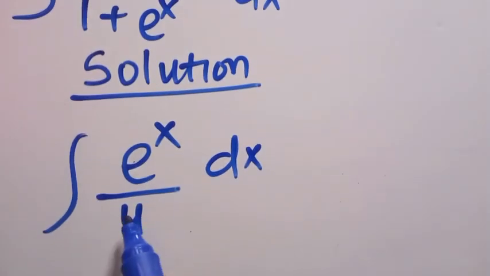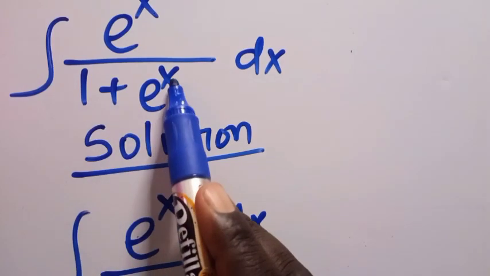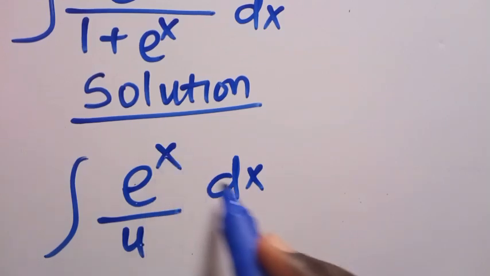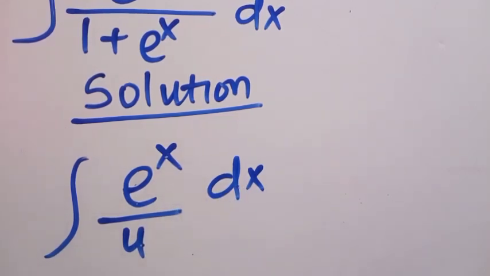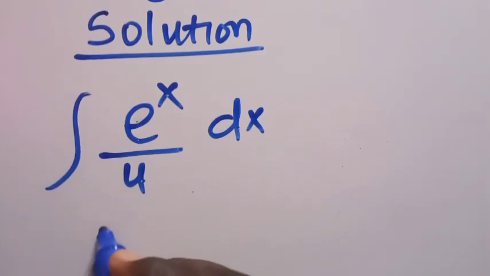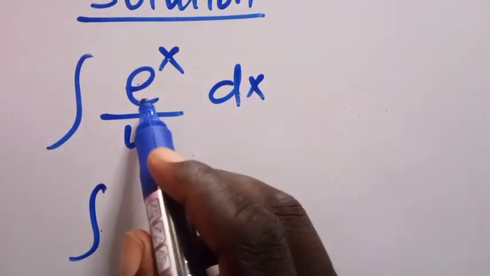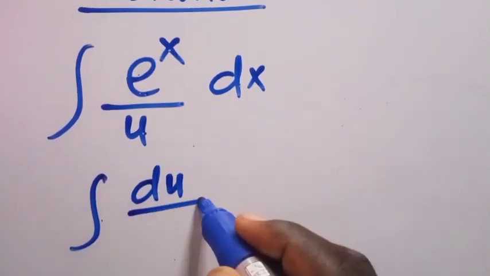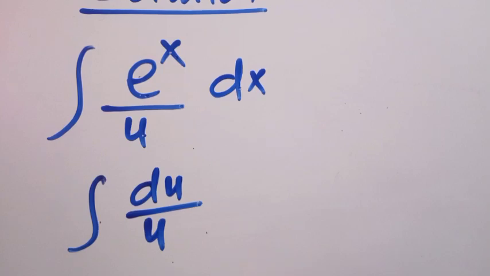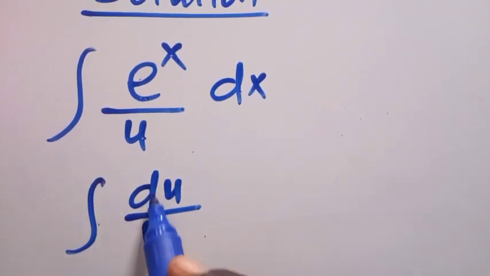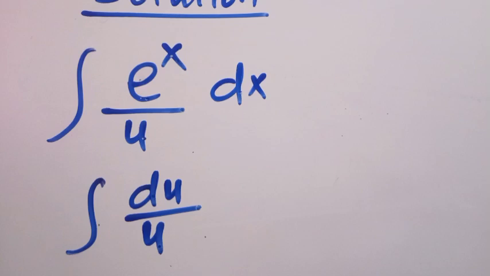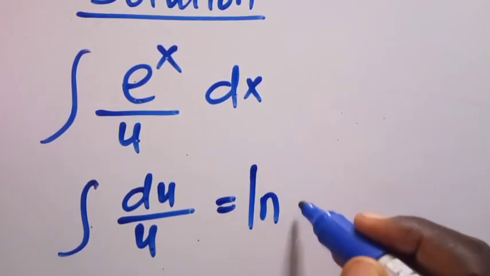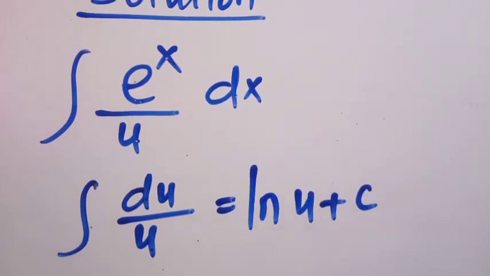Now, because we had let 1 plus e^x be u, and also e^x dx is our du, therefore this one will be the integral of, instead of e^x dx, we shall have du all over u. Now, at this point, if you integrate du over u, we shall have ln of u, then plus the constant of integration.